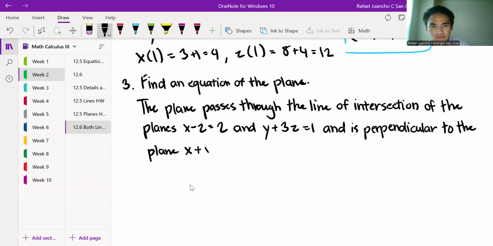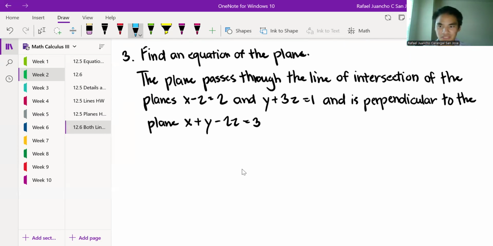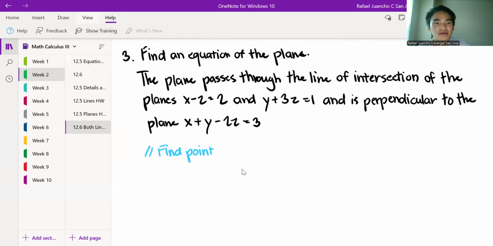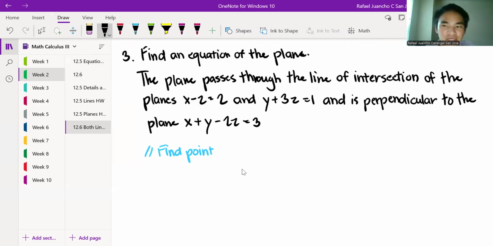x plus y minus 2z. Yeah. So if we split this statement into pieces, we decompose the statement, we'll probably get something here. So first we have to find a point. That's what we need. How do we do that?